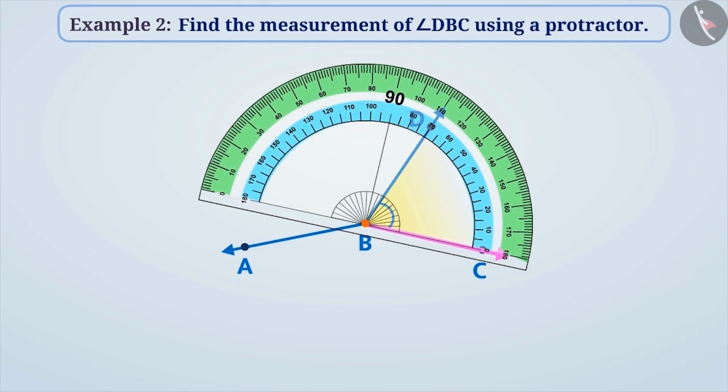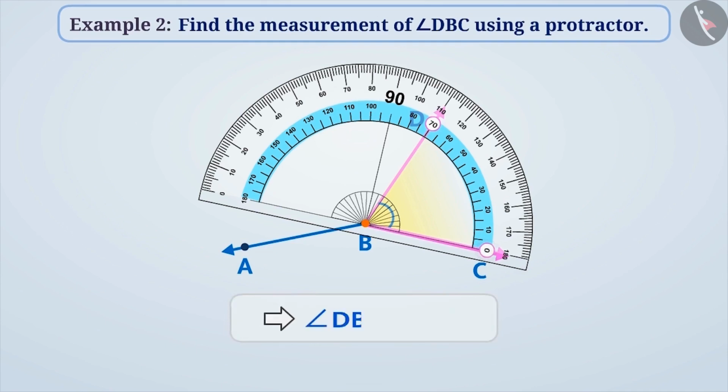Absolutely correct. We have to choose the scale on which the inscribed 0 degrees is close to the second point C. Since the inner scale is close to 0 degrees, we will choose the inner scale. Now we see that the other side of the angle represents the 70th part of the inner scale. So the angle will measure 70 degrees. In this way, we can say that angle DBC is equal to 70 degrees.